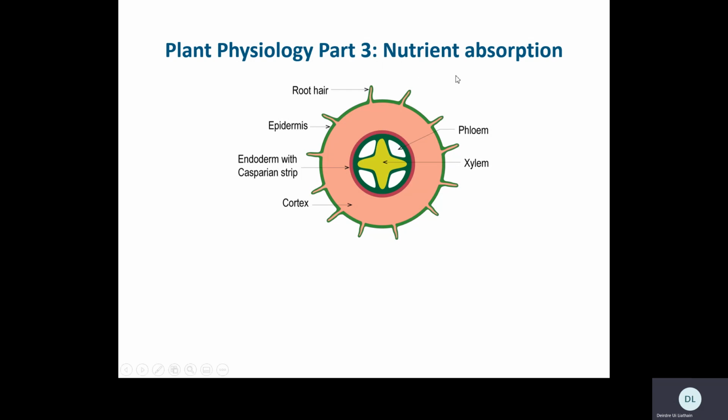So what we're thinking about here, and it's quite important agriculturally, is how plants take in their calcium, how they take in their magnesium, how they take in their nitrogen through their roots.